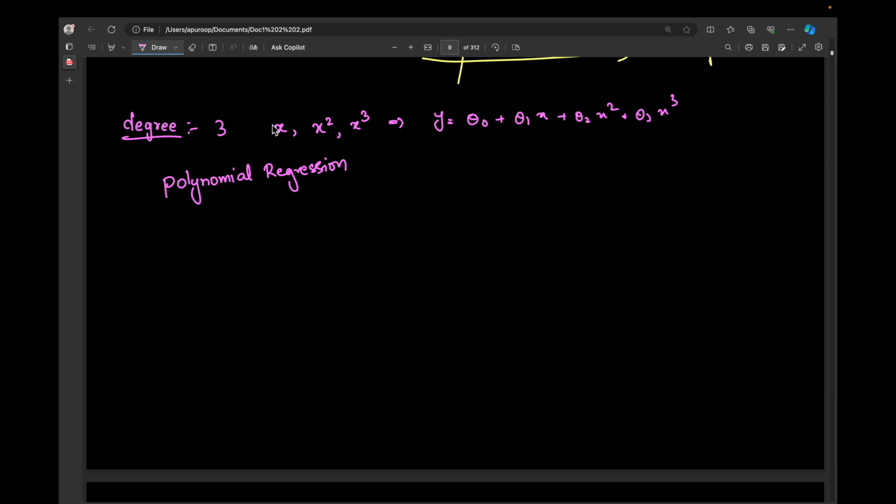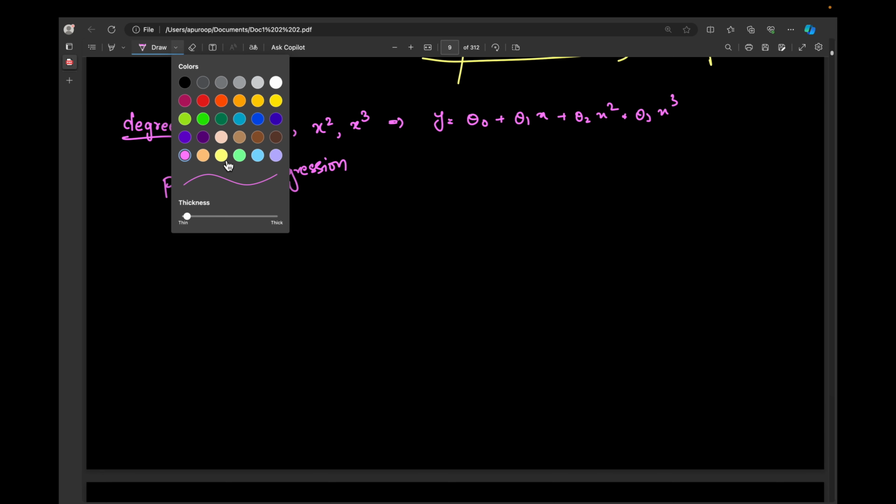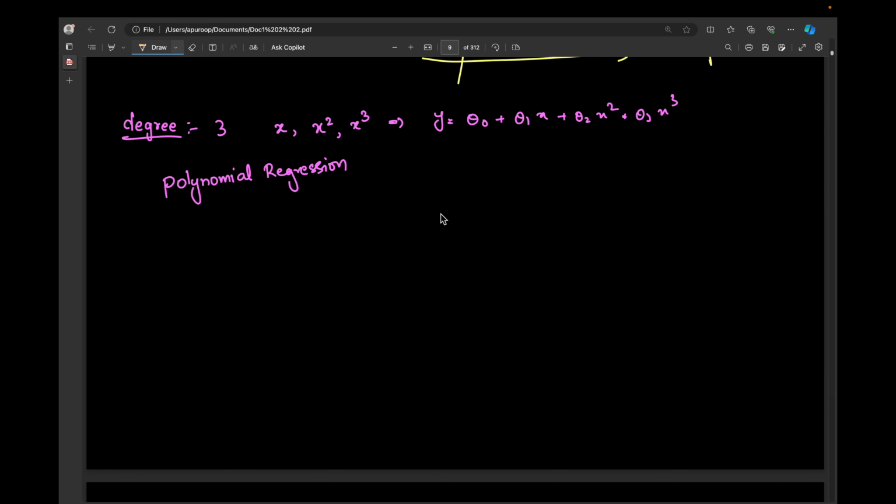And till now we have only seen examples with one feature, right? But there can be multiple features like x1, x2, x3, and so on. So my hypothesis for such points will look like this: theta naught plus theta 1 x1, theta 2 x2, theta 3 x3, and so on. As many features as we have, that many thetas we will have. And what are all these thetas? These will be my parameters.